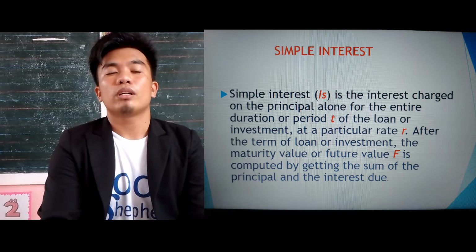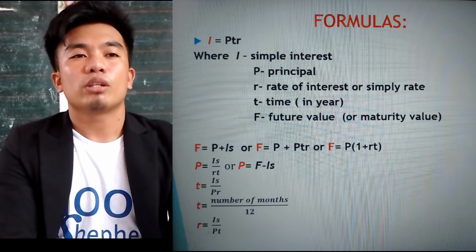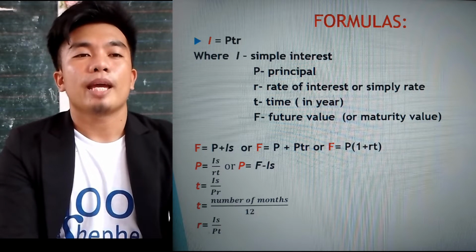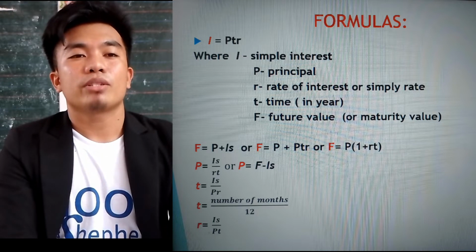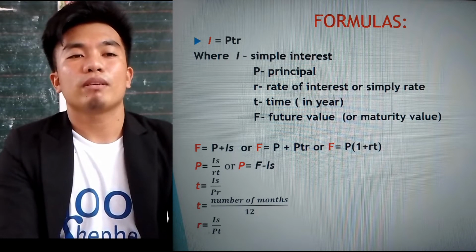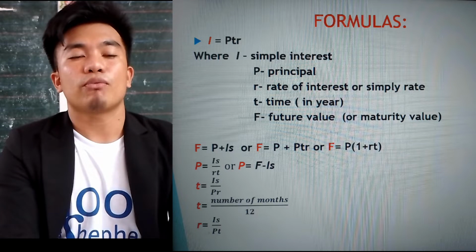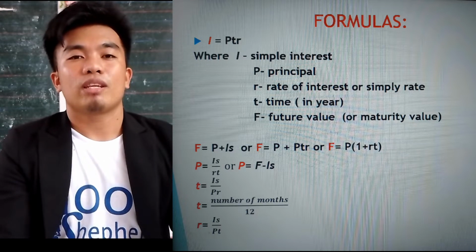After the term of the loan or investment, the maturity value or future value is computed by getting the sum of the principal and the interest due. Here's the formula. The formula of interest is I = PTR, or principal times time times rate, where I is simple interest, P is principal, R is rate of interest or simply rate, T is time in years, and F is the future value or maturity value.